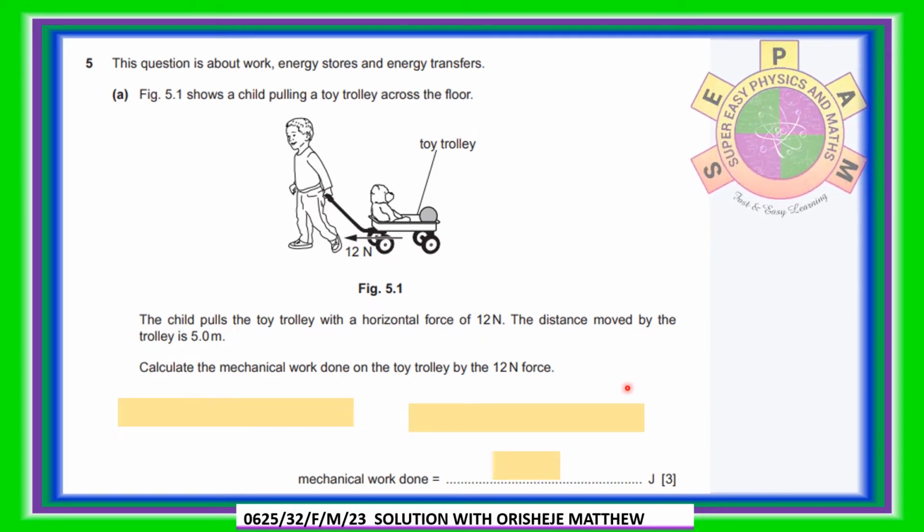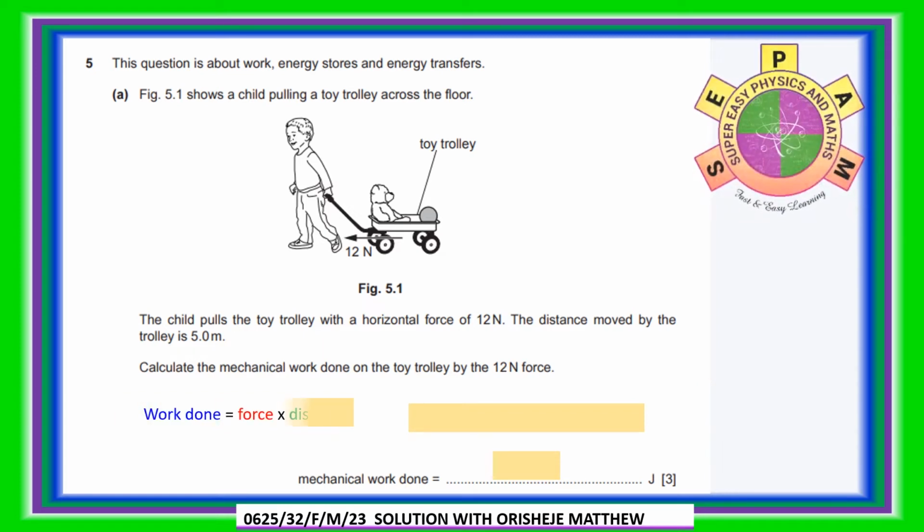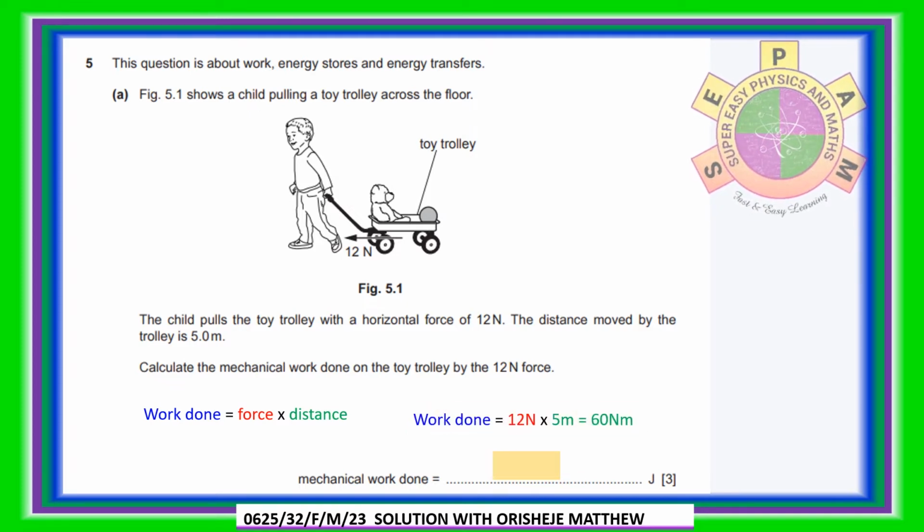So this is a direct question. Mechanical work is equal to force multiplied by distance. So the force 12 Newton multiplied by the distance of 5 meters gives 60 Newton meter. Or the SI unit of work done is joule, so 60 joule.